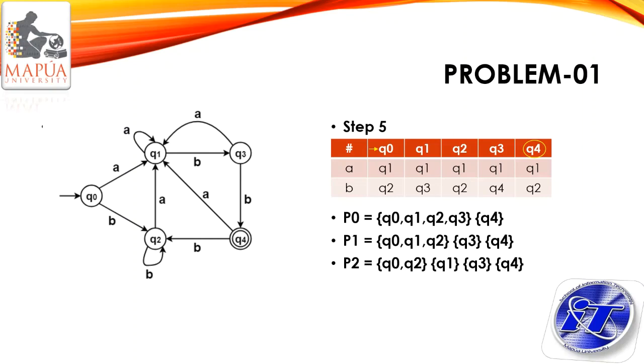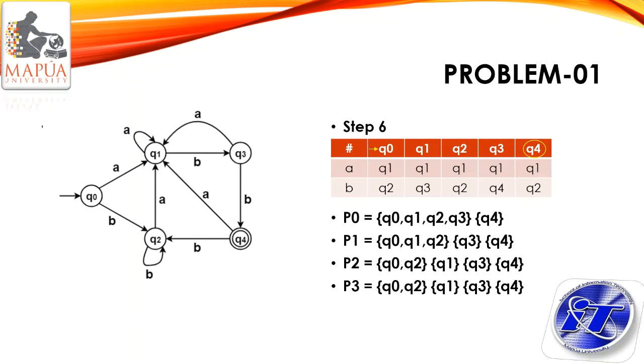Let's check Q0 and Q2 after separating Q1 from them, to see if the paths are still the same. So P3: check if Q0 and Q2 have the same path. For A, the same group, and for B, the same group. So therefore, P3 is the same as P2, since we cannot separate Q0 from Q2.